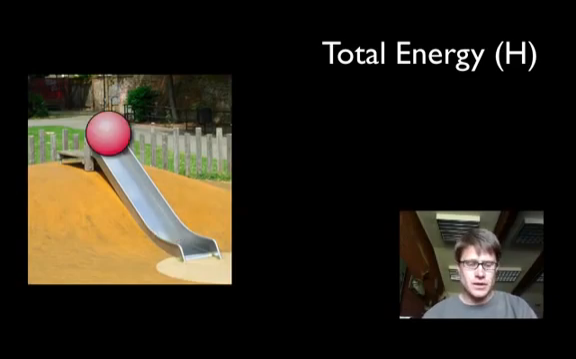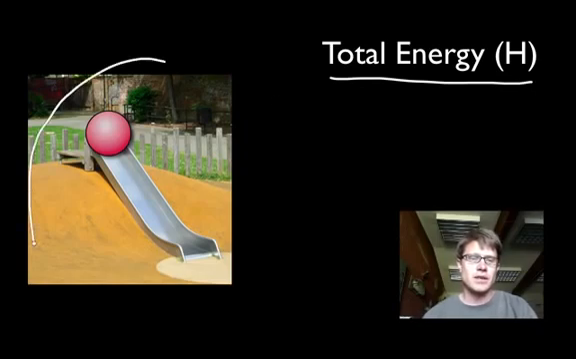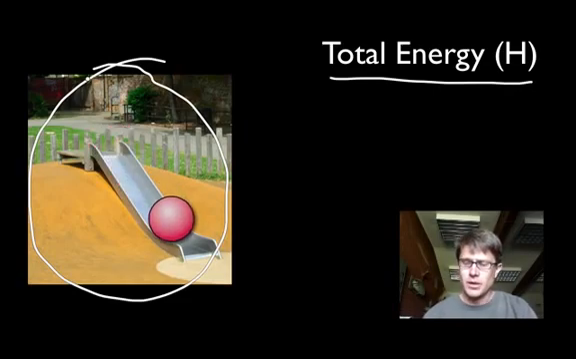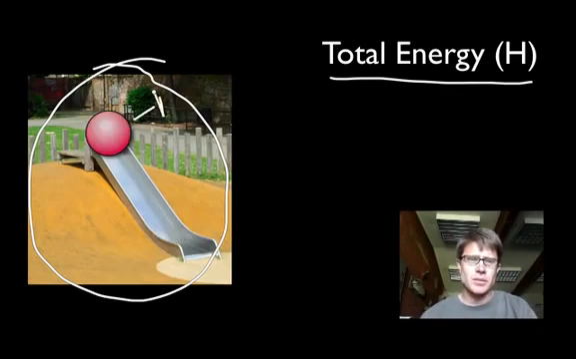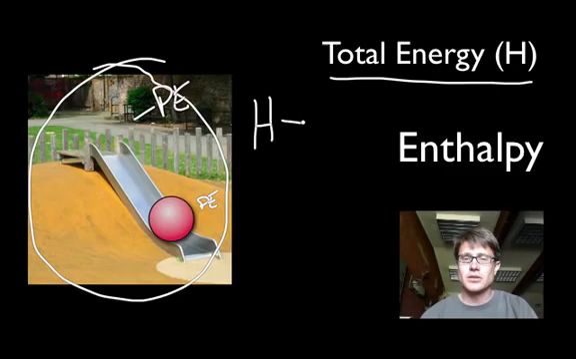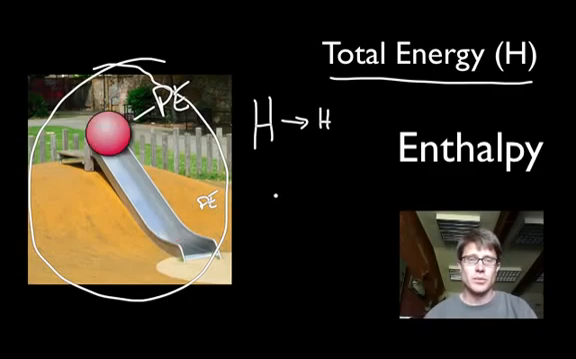The first thing that I want to give you is what's called enthalpy, or total energy of a system. If we say this is a system, what happens to the total energy of the system as the ball rolls down the slide? Well, if you know anything about potential energy, the amount of potential energy that we have up here is going to be greater than the amount we have down here. The total energy of the system, we'll call that H, or enthalpy. The total energy of the system has gone from a big H to a little h. In other words, the total energy of the system has decreased when the ball rolls down.